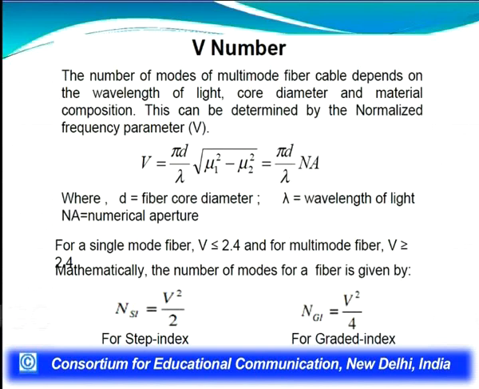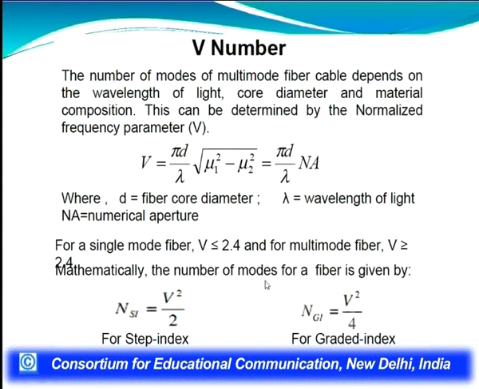This can be determined by the normalized frequency parameter, that is the V. So we can write V is equal to pi d divided by lambda times the root of mu 1 square minus mu 2 square, where mu 1 square minus mu 2 square defines the numerical aperture. So we can write it as pi d by lambda times NA, where d is the fiber core diameter, lambda is the wavelength of light, and NA, we know, is the numerical aperture. For the single mode fiber, we know that V must be less than 2.4, and for the multi-mode fiber, V must be greater than or equal to 2.4.